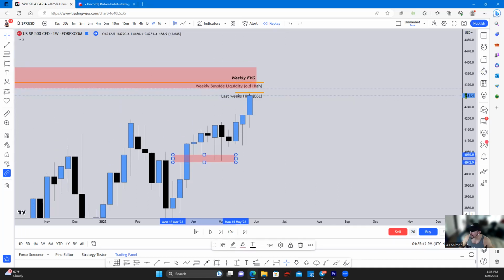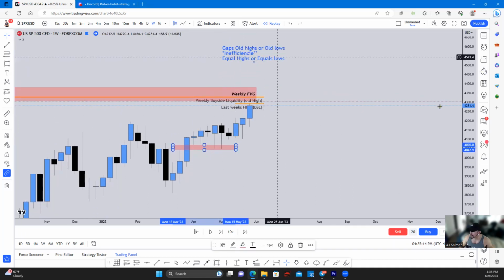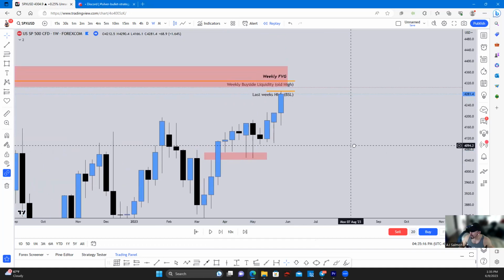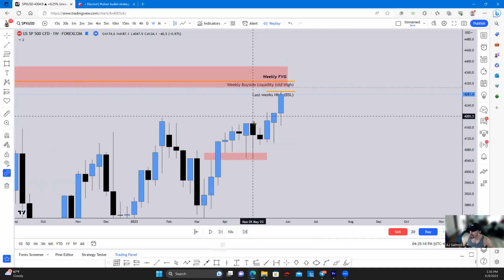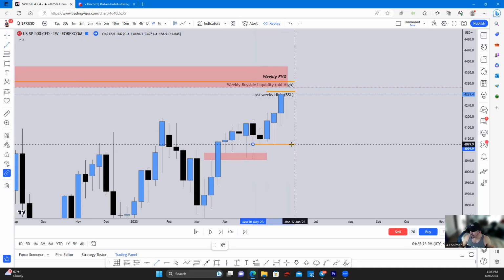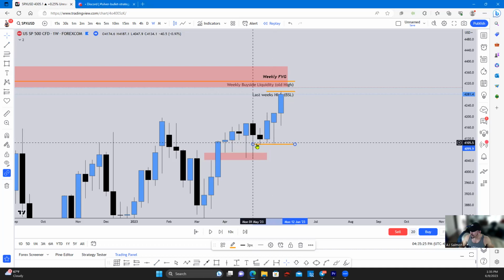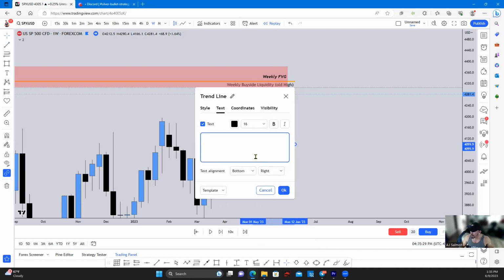Or what's another thing we want to look for? Equal highs or equal lows. So if you see here, these old lows are relatively equal. Okay, see how we have one, two, three. These two are relatively equal. So this would be your weekly sell side liquidity, right? Or equal lows.